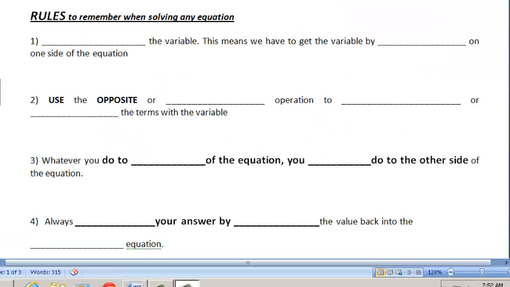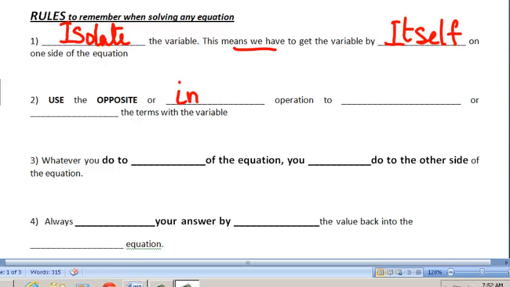Alright, there are some rules to remember when solving any equation. Now remember these rules from now till whenever you solve equations. It's going to help you always. First thing we remember is to isolate the variable. That means that we have to get the variable by itself. There should be nothing else on that side of the equation other than the variable. Use the opposite or inverse operation. We just learned about this.